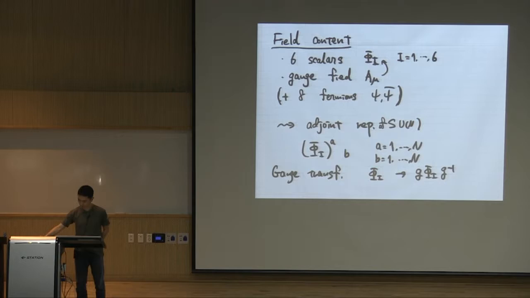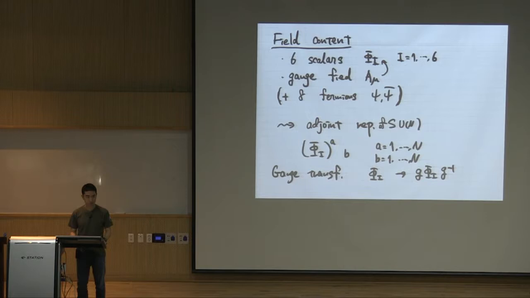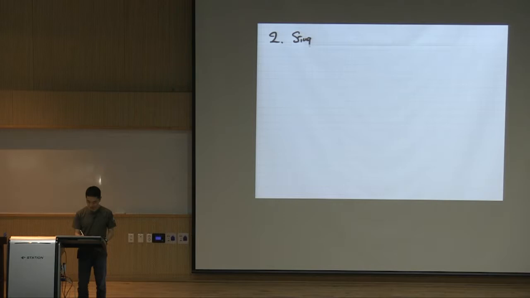So that was a kind of brief review and a brief summary of what the N equals 4 super Yang-Mills theory is. Now, let me describe how it is related to the spin chain. All right, so now to discuss the relation with the spin chain, I need to talk about some local operators called the single trace operators.